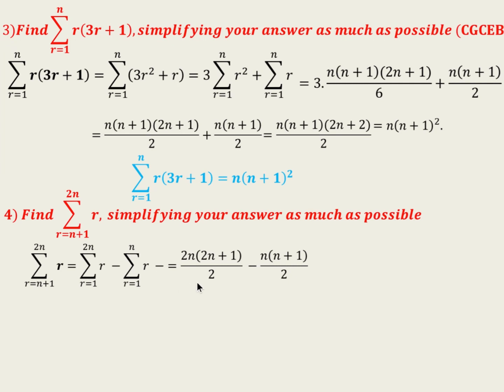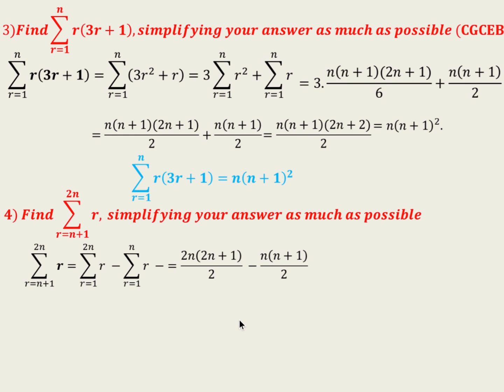And we can now apply the formula so that we have summation from r equals 1 to 2n being 2n into 2n plus 1 all over 2. Since the upper limit is now 2n and not n, we have to replace n in the formula by 2n. That is why we have 2n into 2n plus 1 over 2 minus summation from r equals 1 to n of r, which the formula gives directly as n into n plus 1 all over 2.